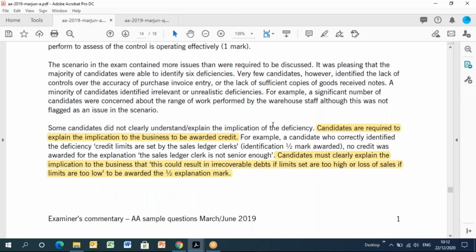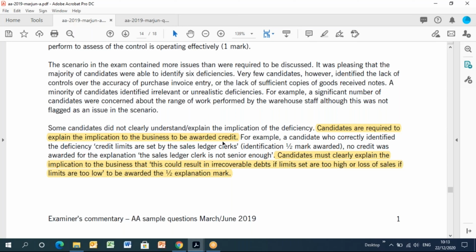So if you look here, candidates are required to explain the implication to the business to be awarded credit. If you say that the orders are not numbered, you've identified the weakness, but you're not explaining the consequences. So this is what the examiner says: orders taken are not numbered, and this could lead to a loss of orders, to loss of revenue, to loss of customer goodwill. So you also give the implication in order to get the 0.5.